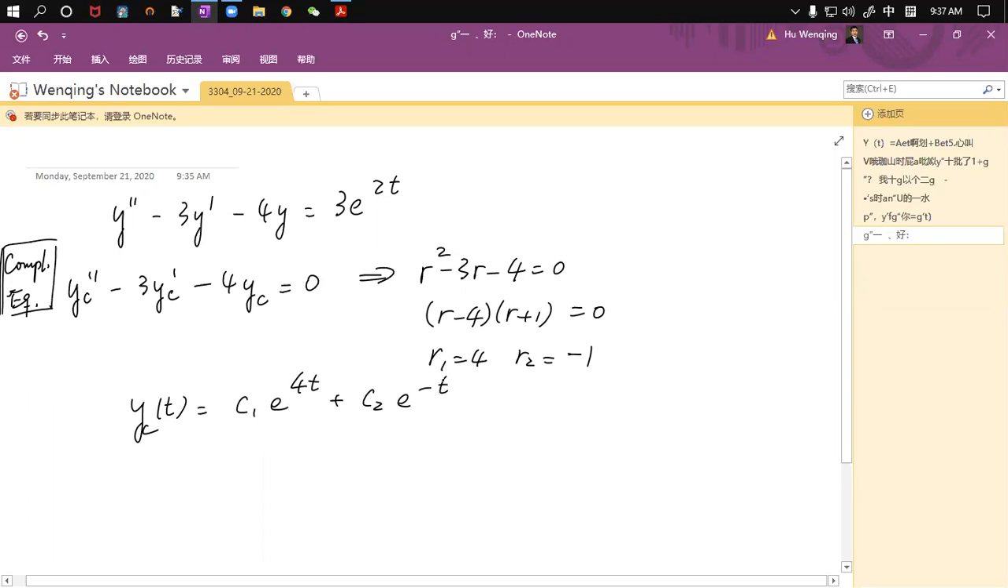Now, there's another issue raised when we are trying to solve this problem: are you going to set this one to be your y1 of t? Are you going to set this one to be y2 of t? Well, that's a good question. But what happens if I call this y2, I call this y1, and switch the two? Well, what is going to happen?